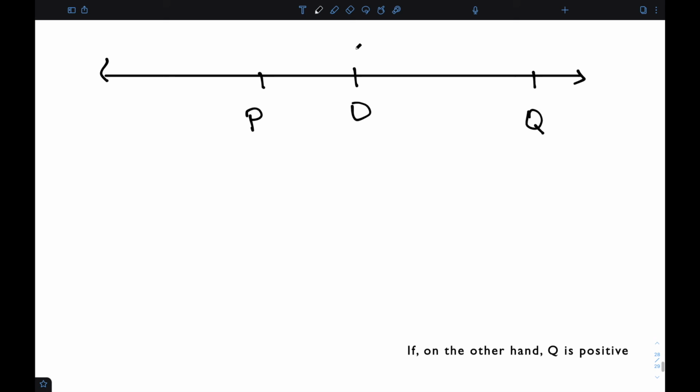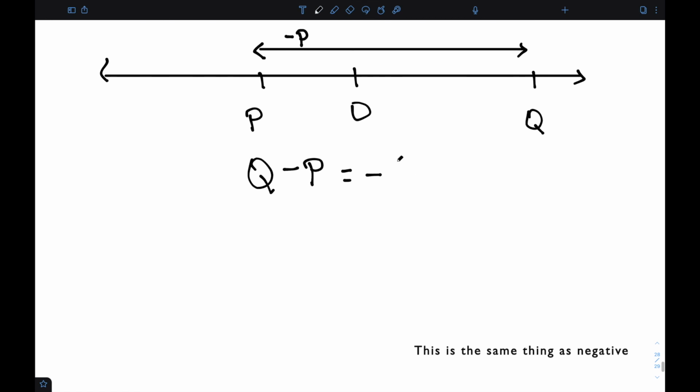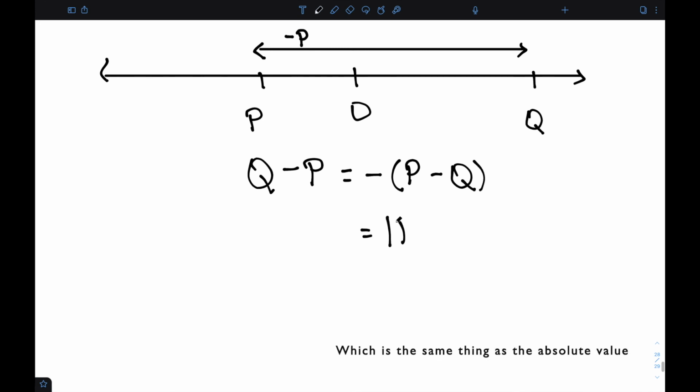If, on the other hand, q is positive, we can think of this as once again going out to q, adding our distance to p, which is negative p, so that we change the sign and make it positive. This is the same thing as negative p minus q if I factor out a negative sign, which is the same thing as the absolute value of p minus q.